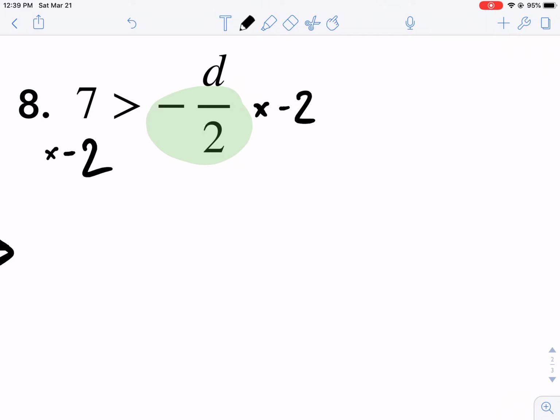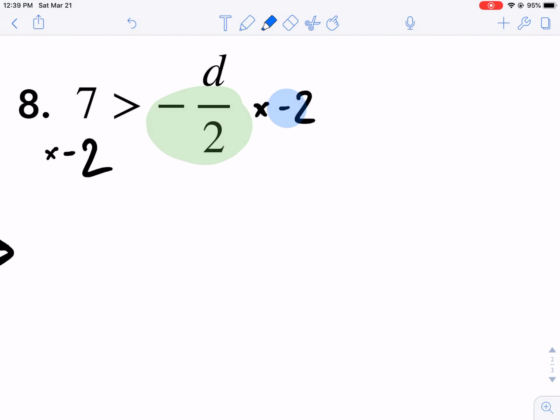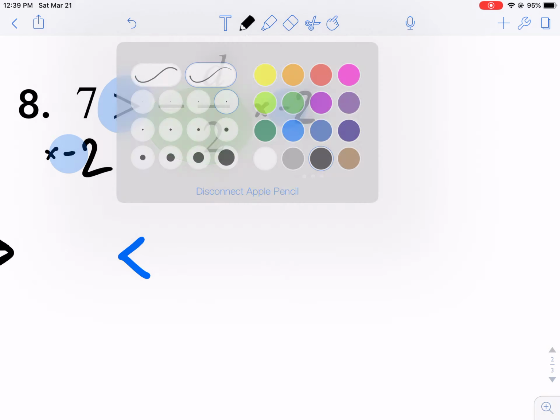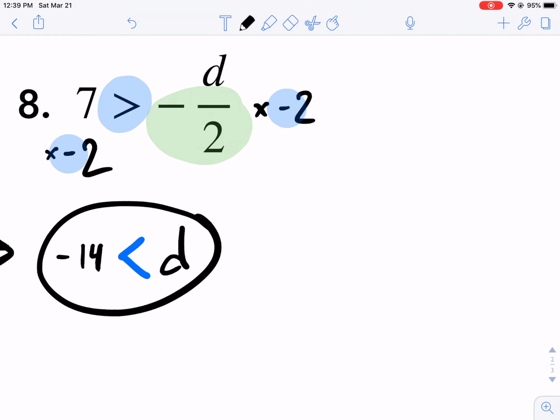Multiply by -2 on both sides. And since we are multiplying by a negative number, we need to flip our symbol around. So in flipping our symbol from a greater than, we get a less than. And 7 times -2 is -14. D divided by -2 times -2 is just D.